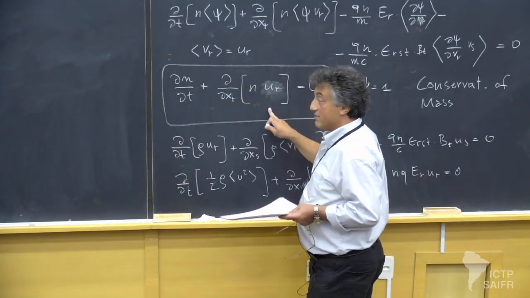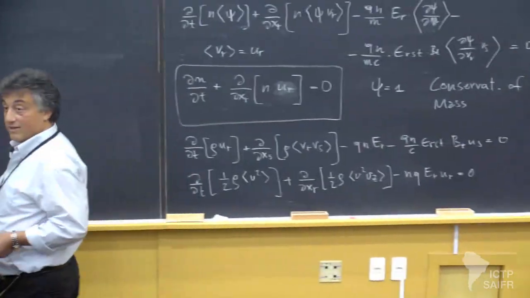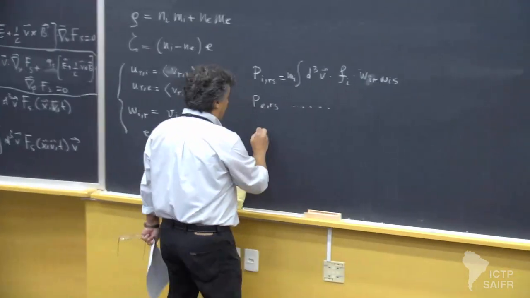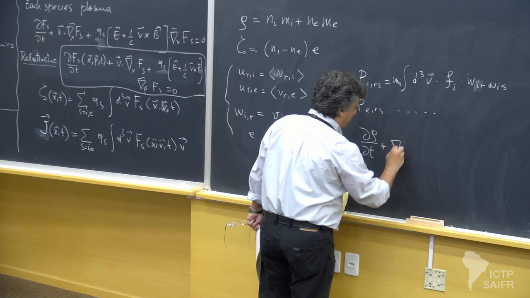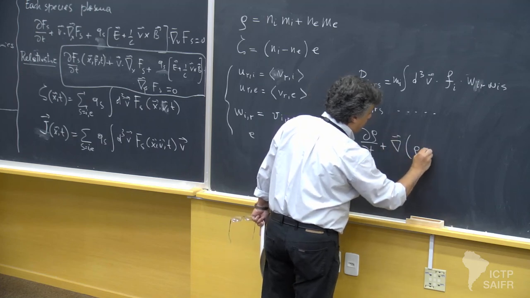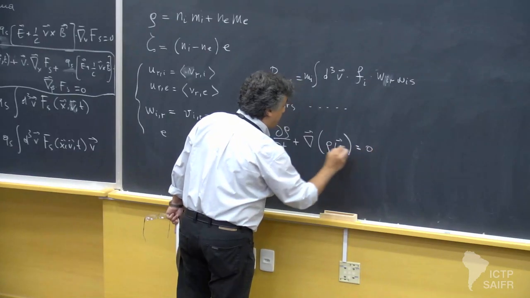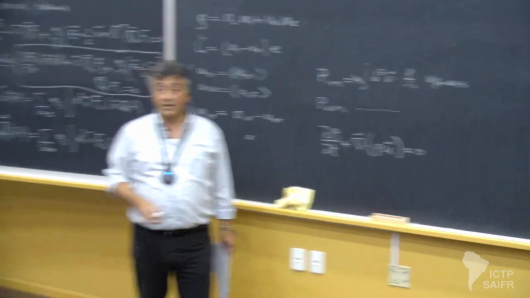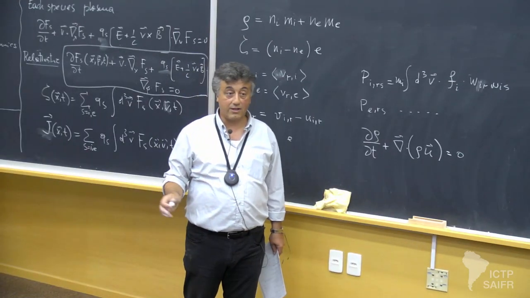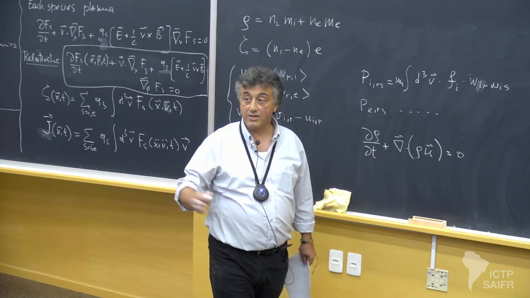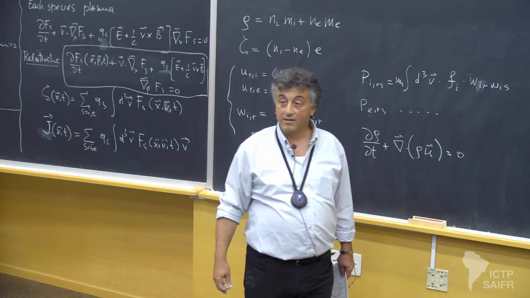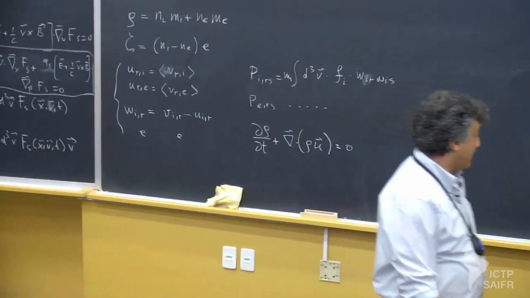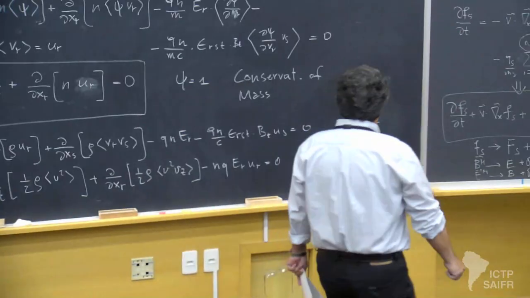And so when you sum together the two equations for the conservation of mass for the individual components, you will actually get conservation of mass. And at this point, you don't care anymore. You're not talking about electrons and ions anymore. You're just talking about the density of the plasma. That's what you call the density of the plasma. And now you can do exactly the same thing for all the other equations.